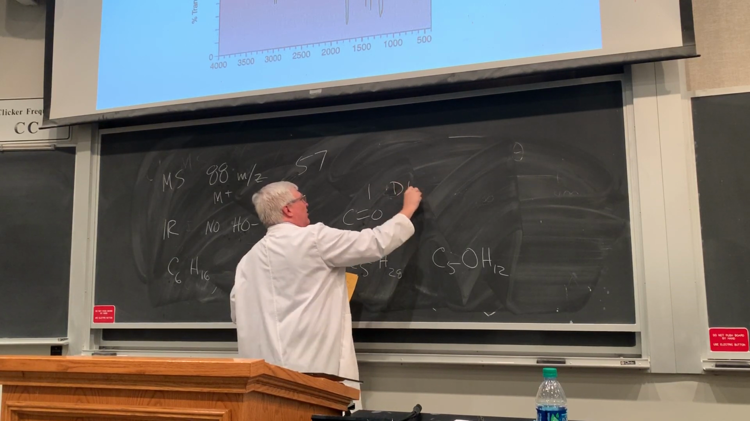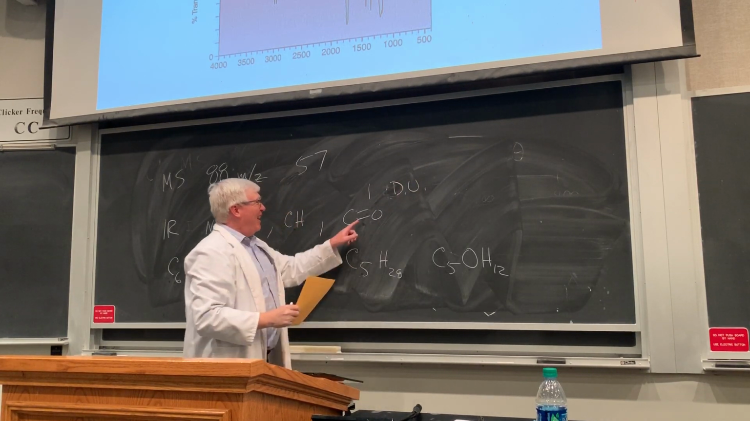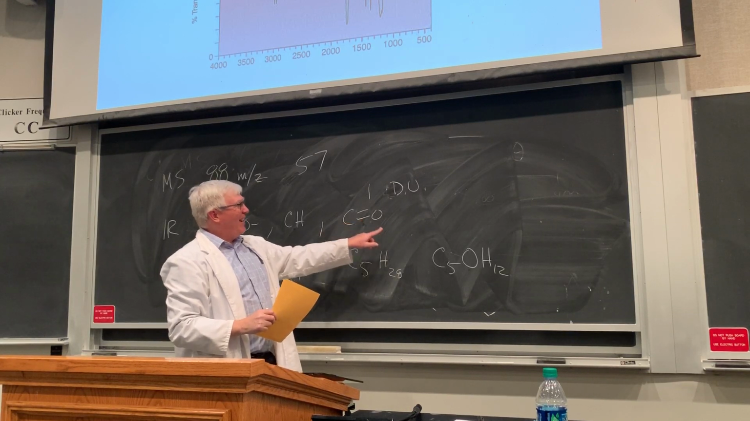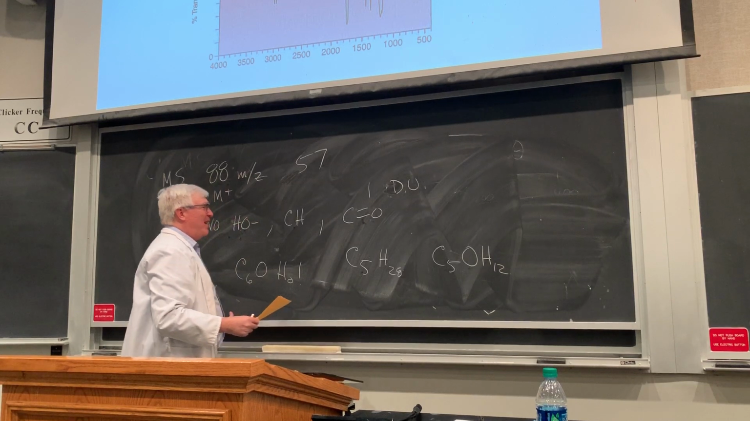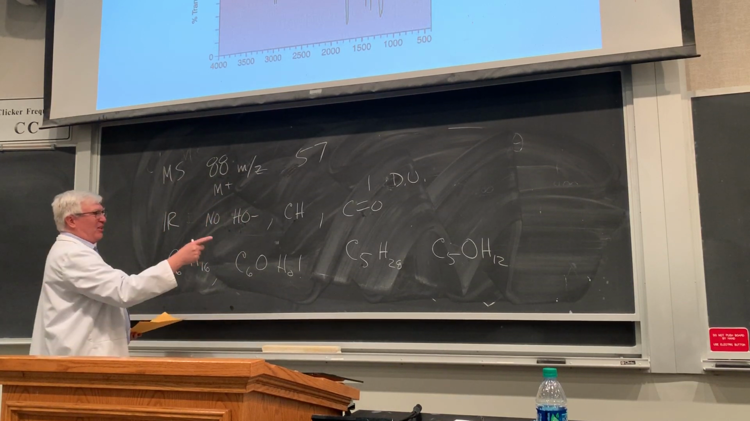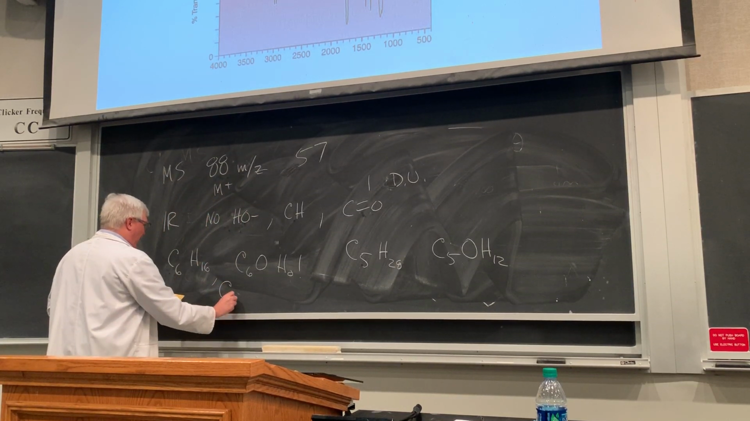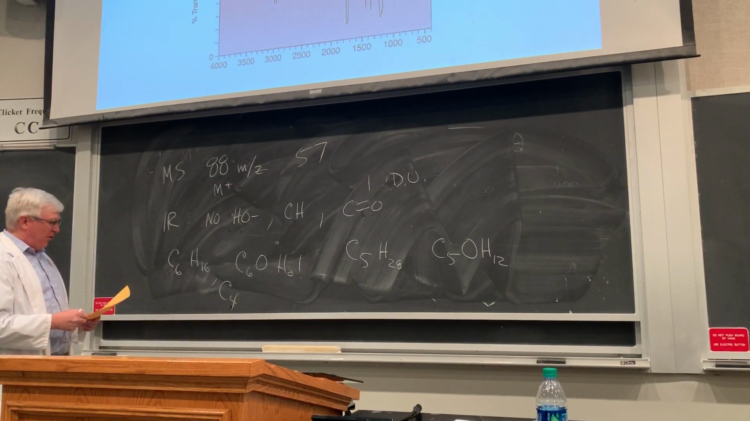1 degree of unsaturation, we call it. And there's our 1 degree, right? And so we would have to have less than that. So that can't be it. Can't be C5H12O. How about C4? So you kind of keep trying this, right?